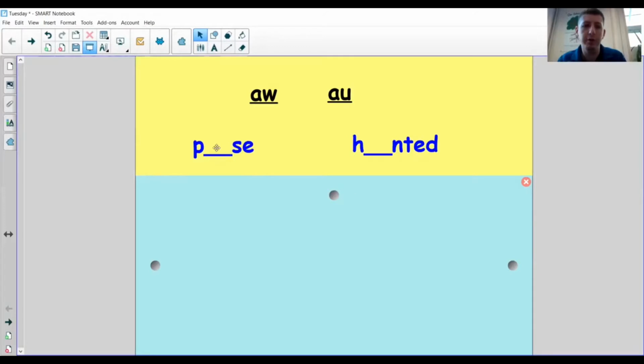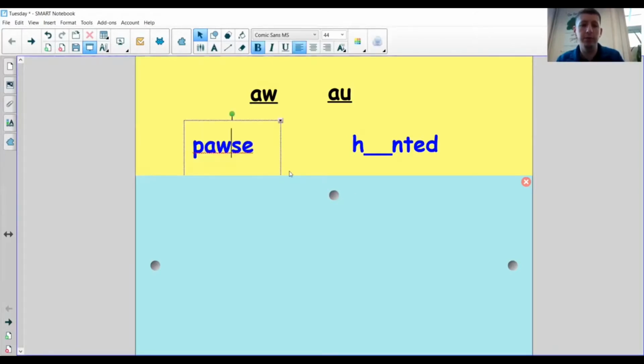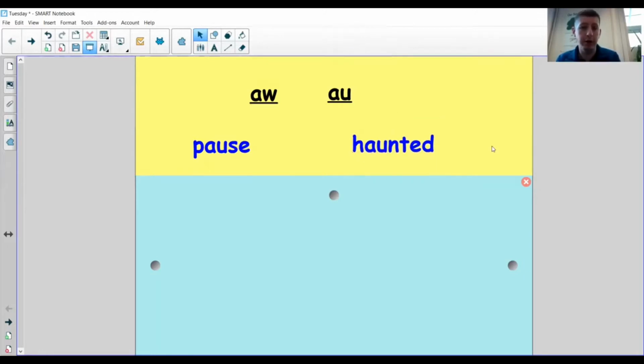If I was to do pause as in pausing a game, the AW doesn't look right, does it? The AU does look right. So I know that pause is spelt P-A-U-S-E. The word haunted, I would need to put an A and a U in to make the word haunted.